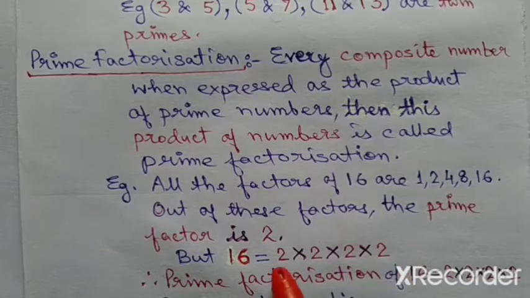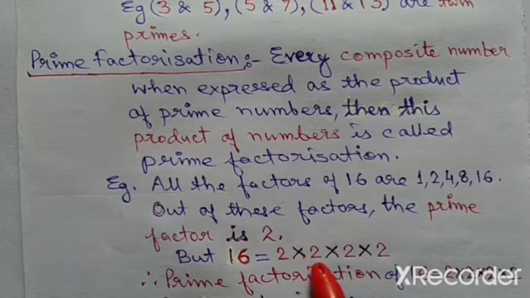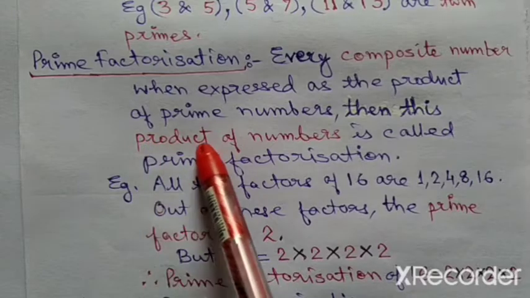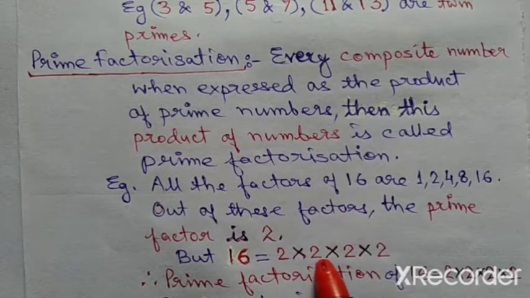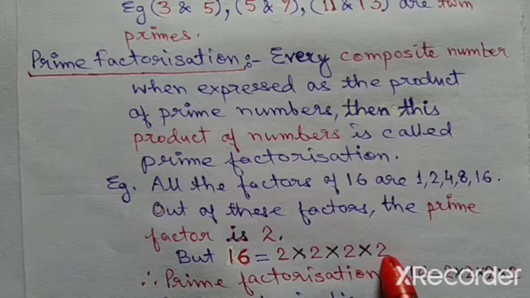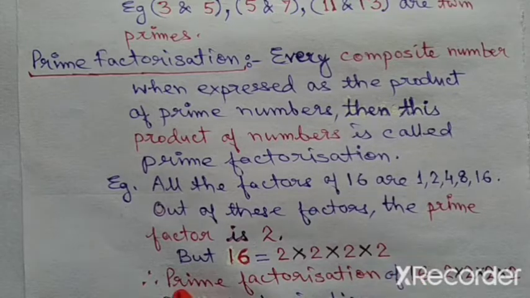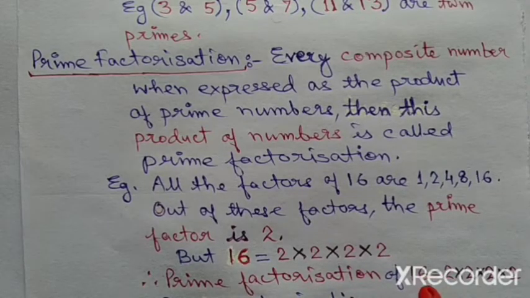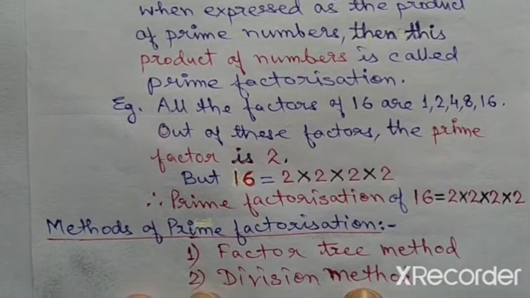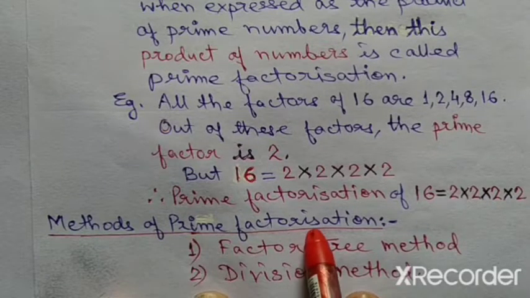So children, 2 to the 4, 4 to the 8 to the 16. So this product of prime numbers, that is, see the word product, product of these prime numbers is called prime factorization of the given number. Like for here 16 is equal to 2 into 2 into 2 into 2. Now children, the next topic of discussion is methods of prime factorization.